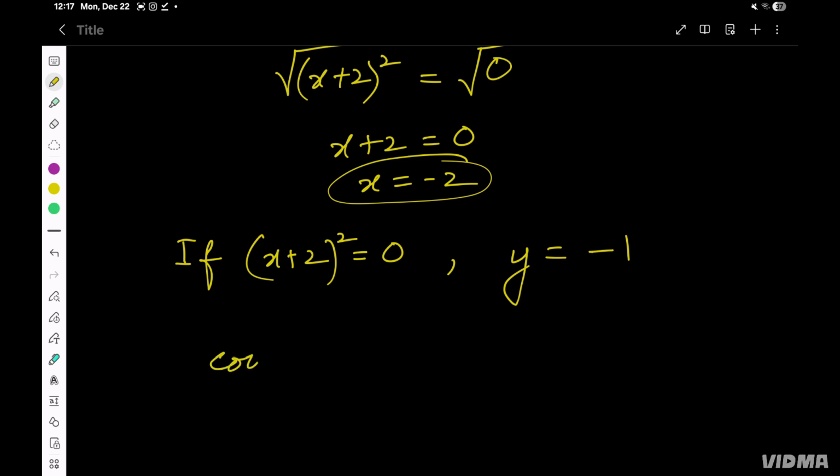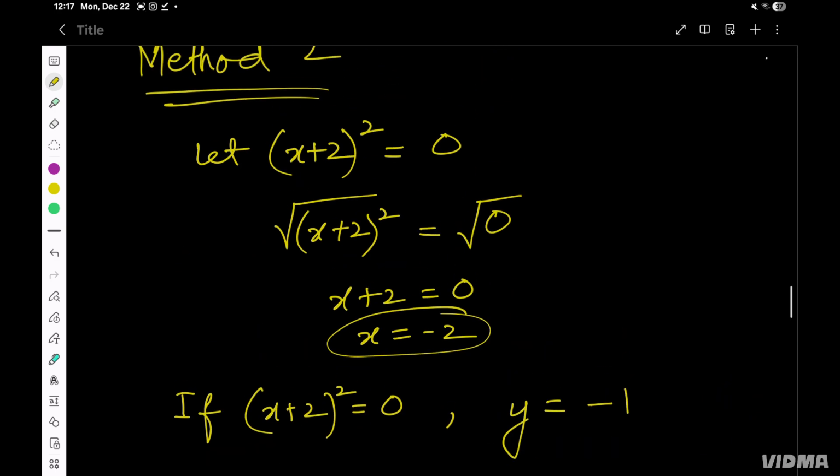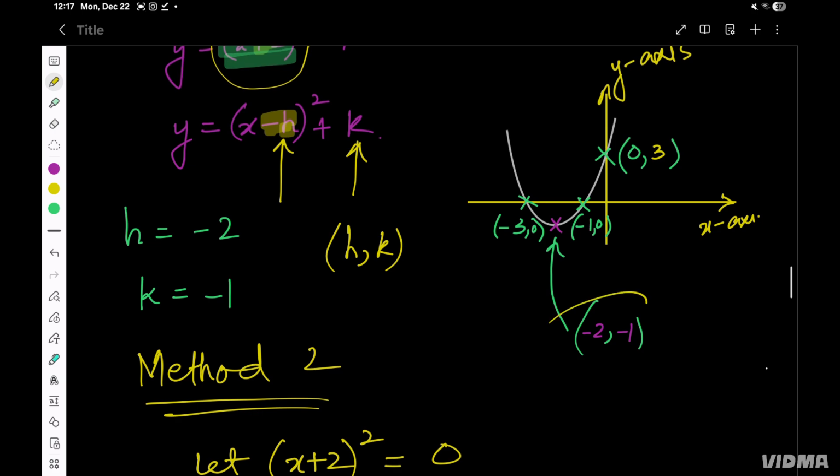So the coordinates of the minimum point, in the case of a happy face, we have a minimum point, and we know that in the case of a sad face we have a maximum point, so it is (-2, -1). So with both methods your turning point is the same, you can check.